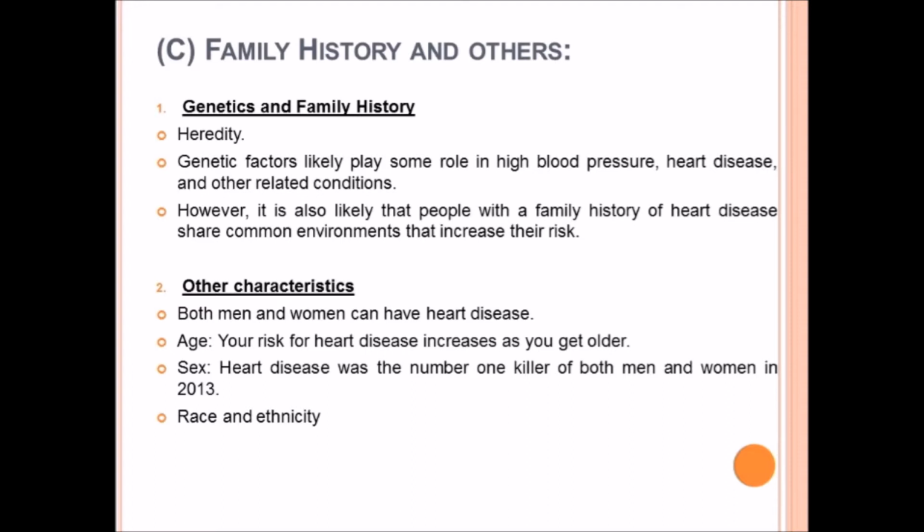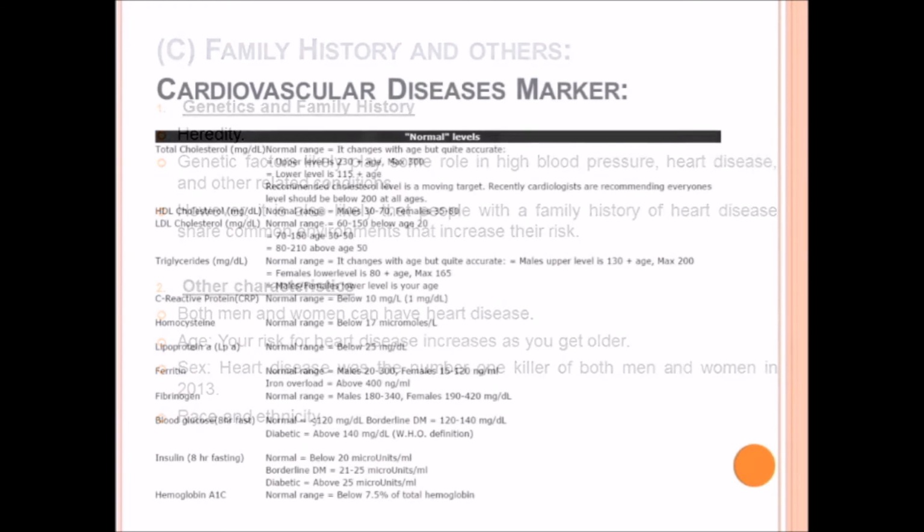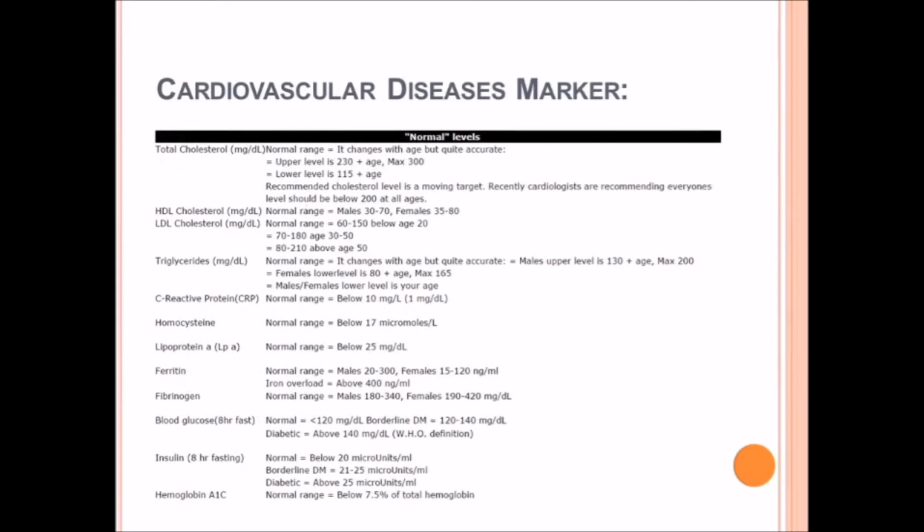The risk for heart disease can increase even more when heredity combines with unhealthy lifestyle choices, such as smoking cigarettes and eating an unhealthy diet. There are other characteristics present as well. Both men and women can have heart disease. Some other characteristics that you cannot control, like your age, sex and race or ethnicity, can affect your risk for heart disease. This figure shows the declared normal levels that doctors will use to tell you whether your various serum or blood levels are normal.